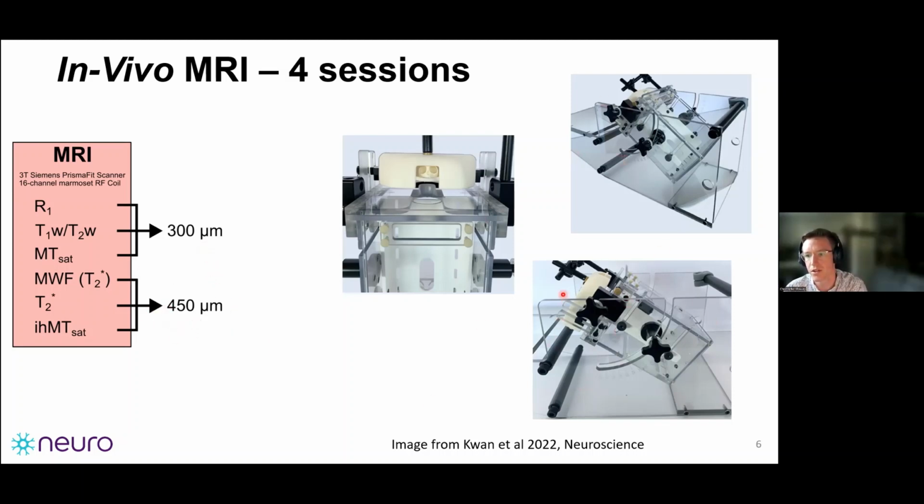And these images on the side show the chair that the marmoset was imaged in. They're placed in a supine position in this chair. This isn't the coil specifically, but we have a specific 16-channel marmoset coil where the head would fit in right there. This chair allows them to be rotated a bit in the scanner, but we had them all fixed at around 45 degrees.